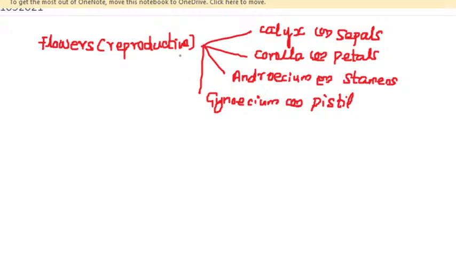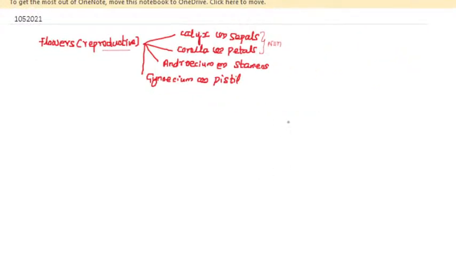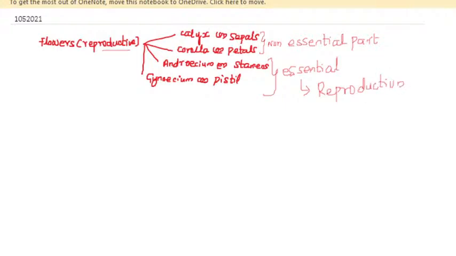And flower is the reproductive part. Among these, two parts are called non-essential parts, and the other 2 are called essential parts. Why are they called essential parts? Because these 2 parts are involved in the process of reproduction. That's why they are known as the reproductive part.